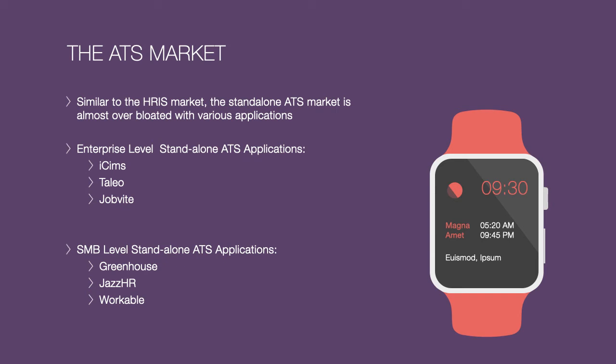So enterprise level standalone applicant tracking systems include iCIMS, Taleo, JobVite. So these are products that you buy simply just to do the ATS, just to do the applicant tracking. Small to medium-sized business level standalone applicant tracking applications include Greenhouse, Jazz HR, and Workable. And these are all cloud-based systems.